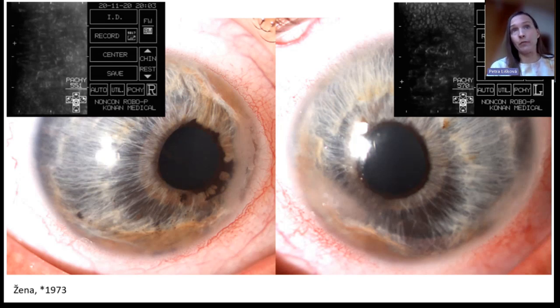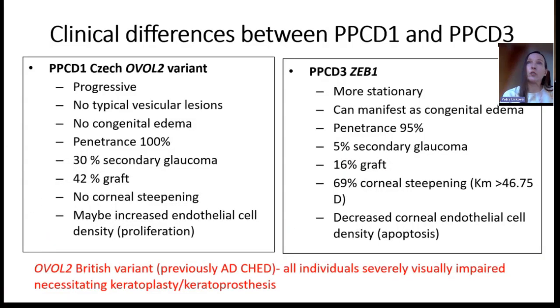The last patient with PPCD3 that I'm going to show you was actually misdiagnosed as anterior segment dysgenesis, and only after genetic testing and identification of a ZEB1 loss of function mutation did we realize that she has PPCD3. Here we can see her corneal endothelial changes using a specular microscope. I've always been wondering if there are clinical differences between PPCD1 and PPCD3. In other words, can I guess what's PPCD1 and what's PPCD3? The answer is inconclusive.